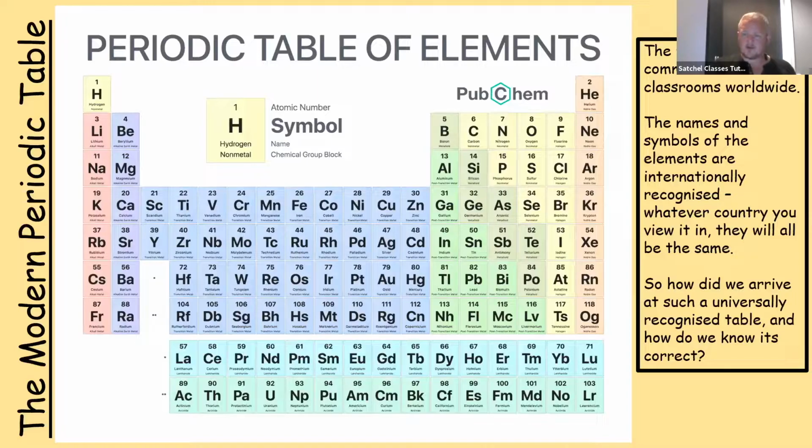How did we arrive at what is such a universally recognized table? And how do we know then that this is actually the correct arrangement for the periodic table?